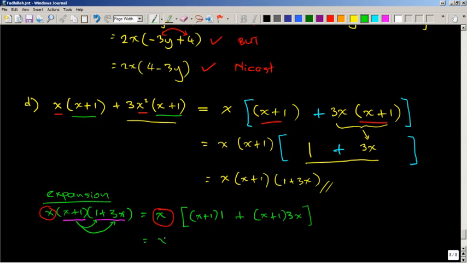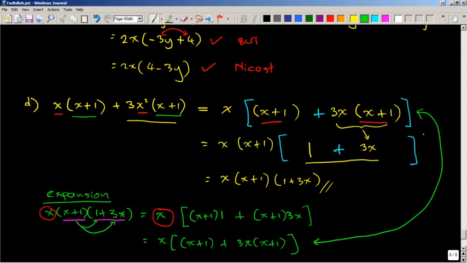So, now, x plus 1 campur x plus 1, 3x. Kita susun balik 3x, x plus 1. Then you get back the same answer here. Boleh tak? Maybe. Then I've not done a good job yet.